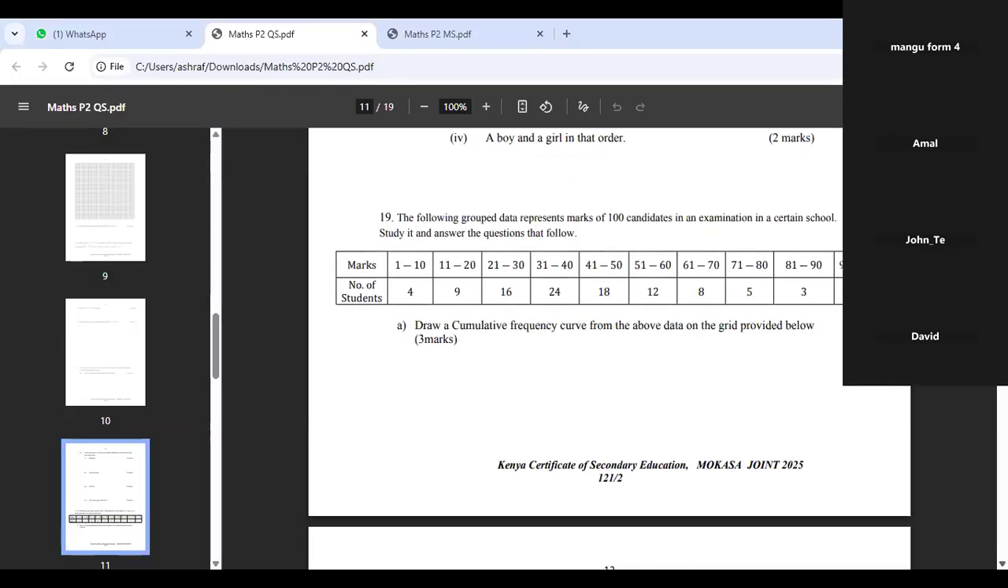So question 19, it's a graph. We are not going to draw, but we can discuss it. So we have the question there. We are given grouped data representing marks of 100 students in an examination.